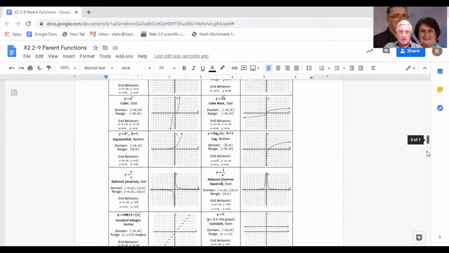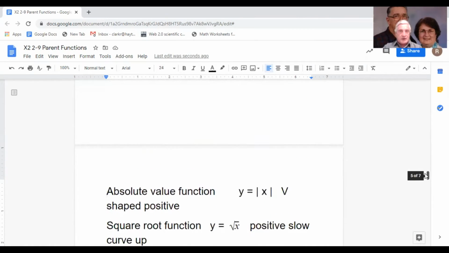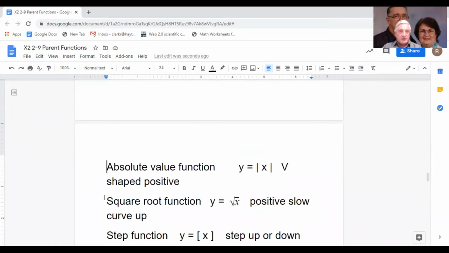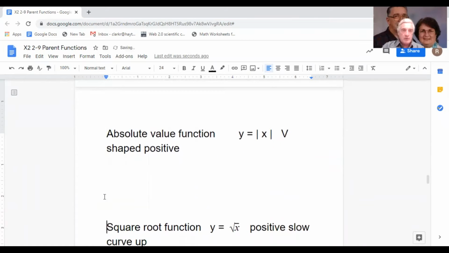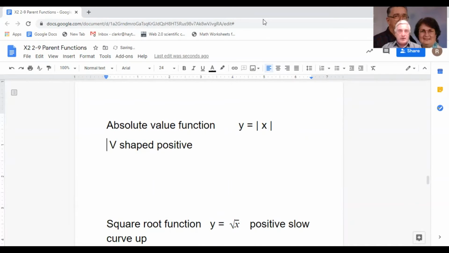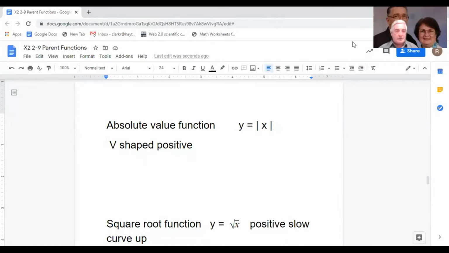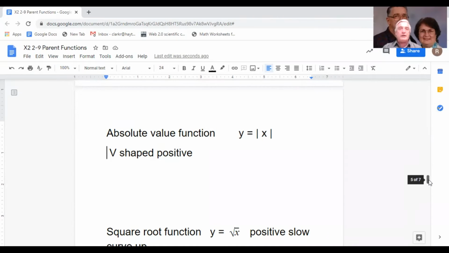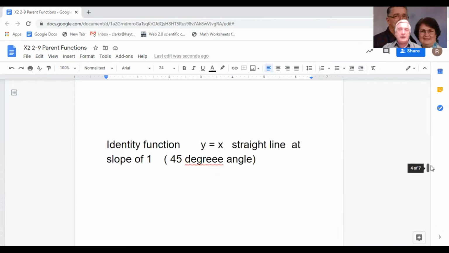What other functions can I talk about? I don't want to talk about all 10 of these. But there's an absolute value function. Y equals the absolute value. That's going to be a V-shaped function. Do we know anything else about the V-shaped function? It's got to be positive. Because absolute value, if it's negative, we're going to make it positive. If it's positive, we keep it positive. You shouldn't get any points down in quadrants 3 or 4.